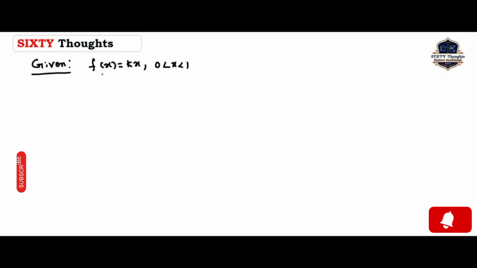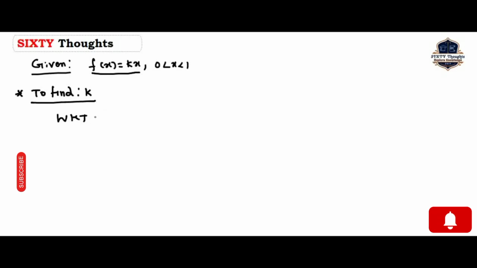Okay, so what is given? The given function is f of x equal to kx, where x varies from 0 less than x less than 1, right? So what is our first question? First question, we are going to find the k value, that means the constant k value. So here they have given one constant, we are going to find that constant value, that is nothing but k. We know that we can find the k value by using the probability density function.